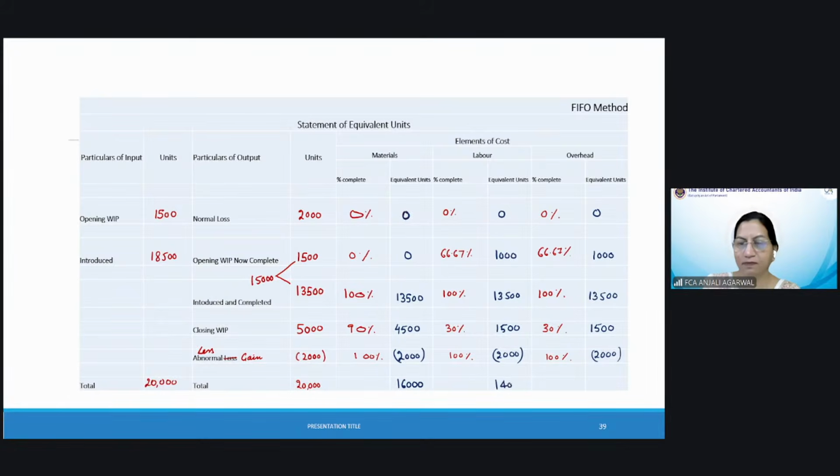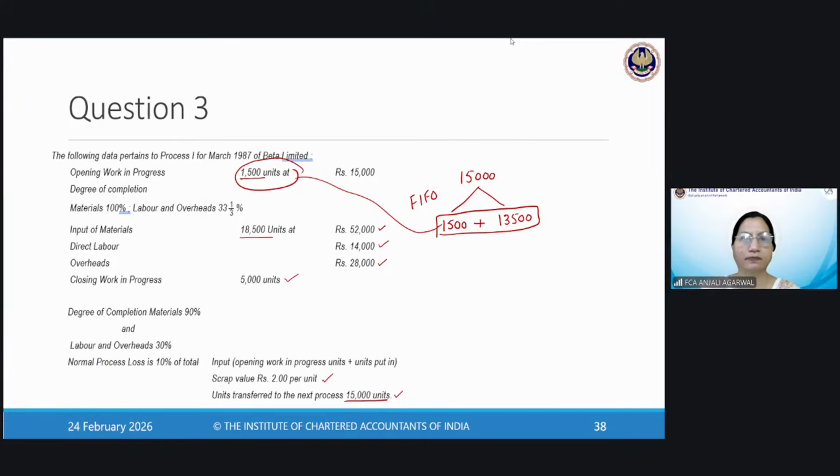14,000 and 14,000. Okay. So 16,000, 14,000 and 14,000. This is the statement of equivalent units. Right. Now it is easy.